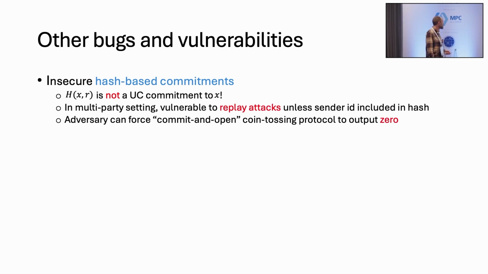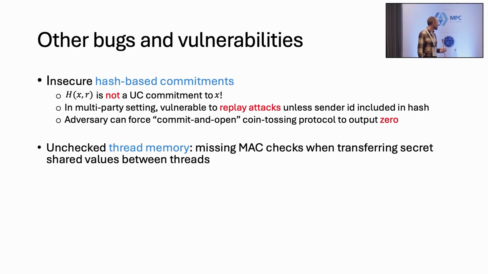And it turns out that when you plug this into many MPC protocols, which use a classic commit and open protocol for coin tossing, then you can force a coin tossing protocol to output 0, which, surprise, surprise, leads to more things breaking and is not very random. So other issues we found are mostly related to missing MAC checks.